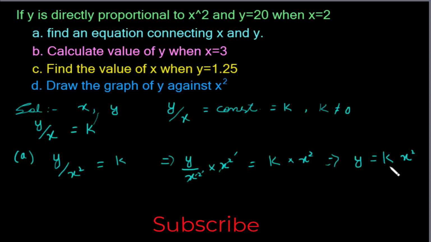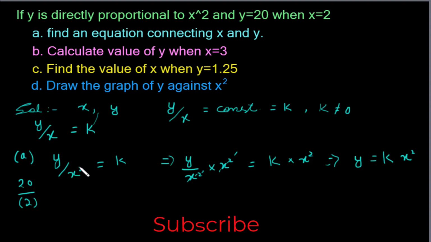To find out its value, I will use the given information of y is equal to 20 when x is equal to 2. So all I need is to put this given information into this equation to know the value of the constant of proportionality. So substituting y is equal to 20 and x is equal to 2 into this equation to know the value of this k. Okay, so substituting 20 for y and 2 for x.